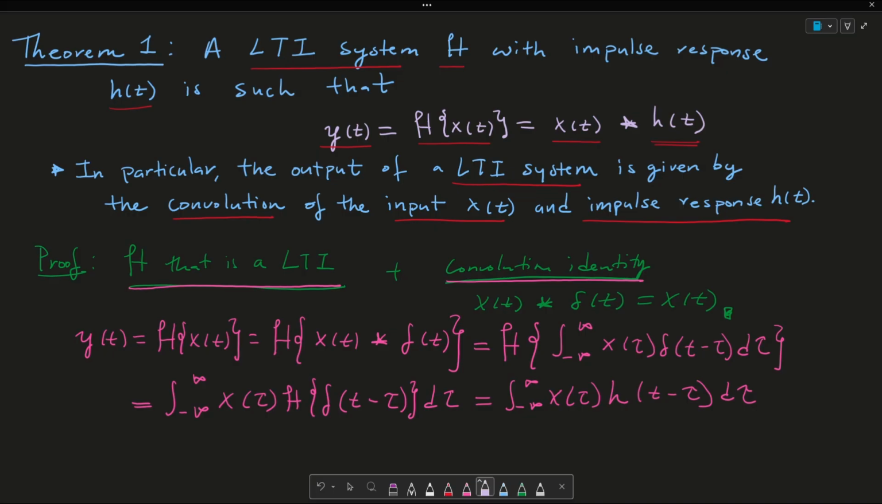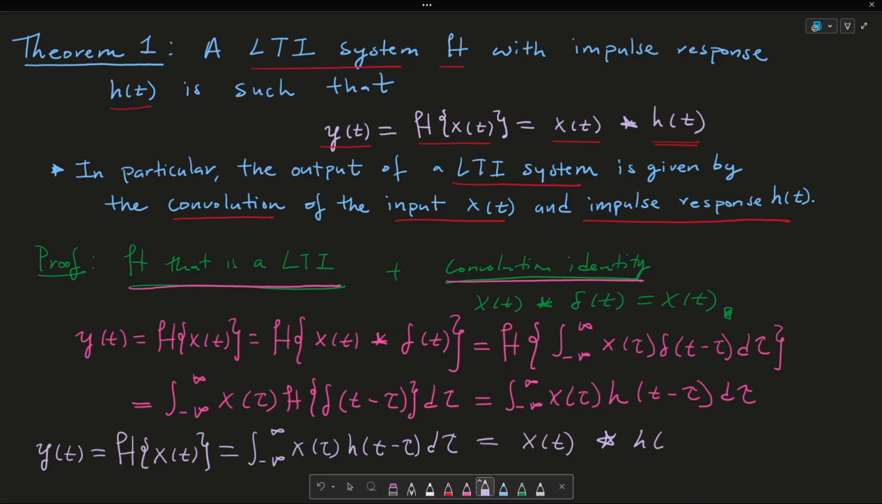So now, just to write the entire output clearly so there's no ambiguity, I say that y of t is equated to my system when x of t, or an input, is passed through it, is equated to this integral from negative infinity to infinity x of tau h of t minus tau d tau. Whereas you can see this here is the convolution between x of t and h of t. So I can say then that this is equated to x of t, or my input, convolved with h of t, which proves my theorem number 1.